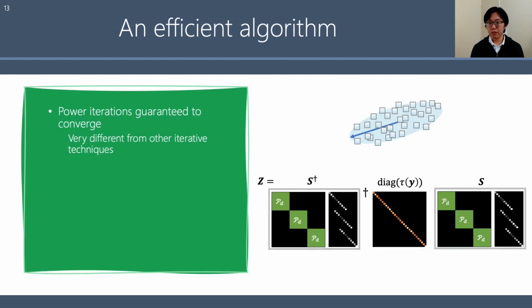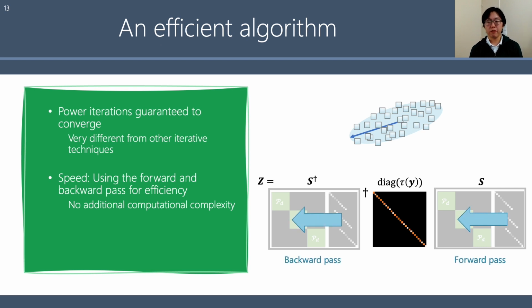Why is this algorithm interesting to use in practice? First, we compute the leading eigenvector of Z using power iterations, which means that we repeatedly multiply by Z, and this process is guaranteed to converge. This is very different from other optimization frameworks, where finding a global minimum is a non-trivial task. Since we complement the spectral method with an iterative optimization, the whole algorithmic pipeline that we will use is still not guaranteed to converge, but the first step is, and we'll see that this increases the robustness of the overall algorithm.